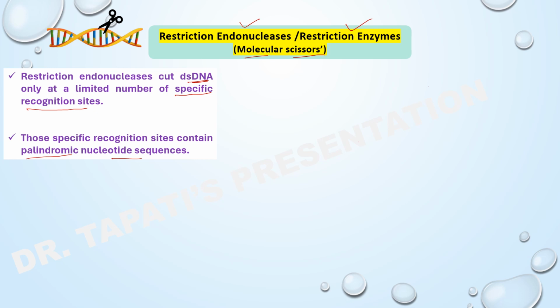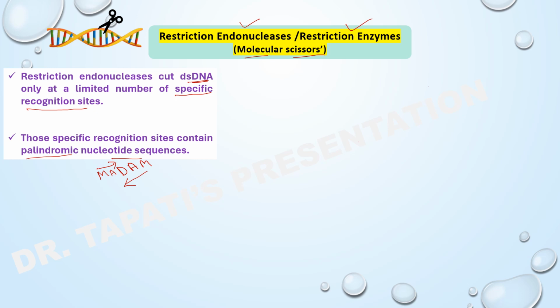Palindromes are sequences of base pairs that read the same on the two strands in the 5' to 3' and 3' to 5' directions. For example, if you see madam, reading from left to right, it is madam. If you read from the opposite direction, it is also madam. So madam is a palindromic sequence. Restriction endonucleases recognize only one specific type of palindromic sequence.